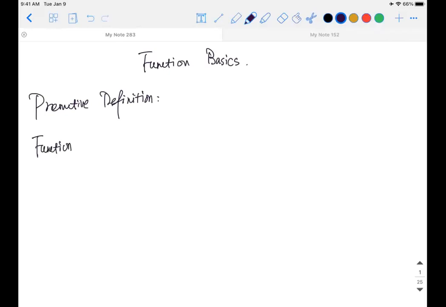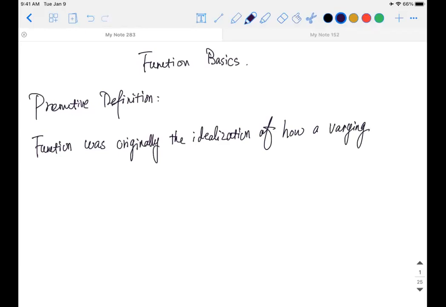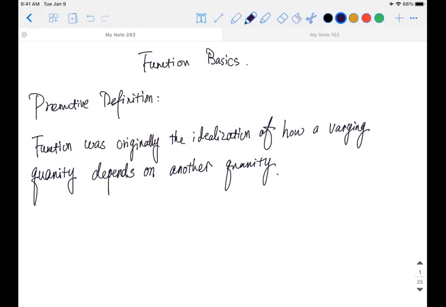Function was originally the idealization of how a varying quantity depends on another quantity. Is that right? So this is actually the original definition for function.